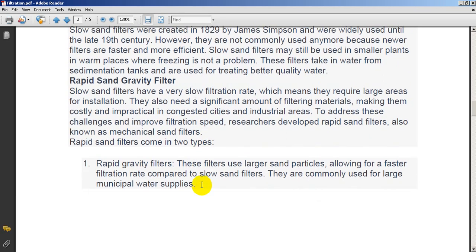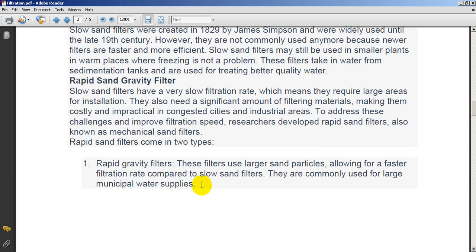Rapid sand gravity filter. Slow sand filters have a very slow filtration rate, which means they require large areas for installation. They also need a significant amount of filtering materials, making them costly and impractical in congested cities and industrial areas. To address these challenges and improve filtration speed, researchers developed rapid sand filters, also known as mechanical sand filters.